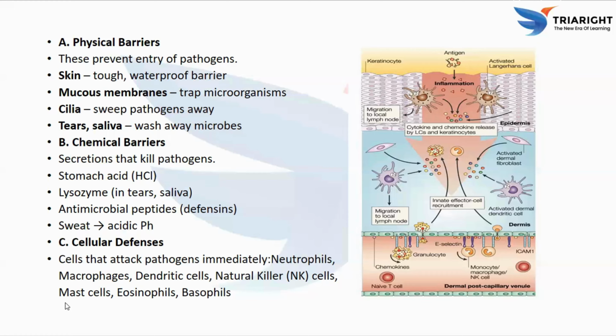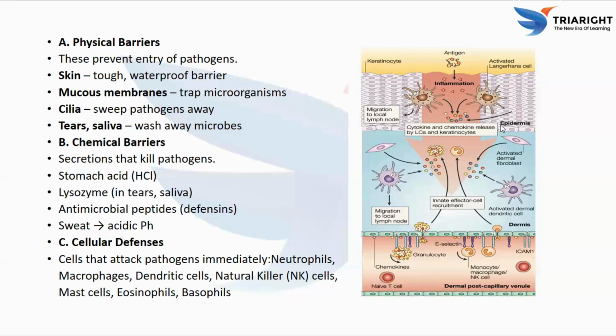Mast cells release histamine, which starts the inflammation. Eosinophils fight parasites and allergies, whereas basophils release histamine and heparin in the blood. So these are the cells that immediately attack the invaders. These are the immune cells of this immune system. So here is a diagram which shows you how skin responds when a pathogen enters.